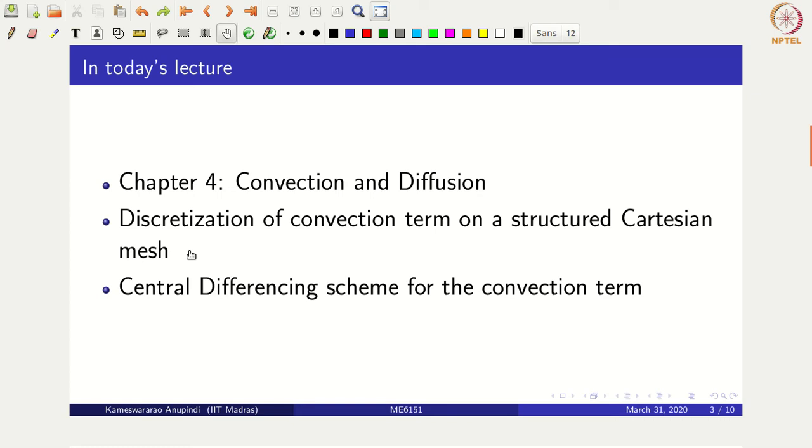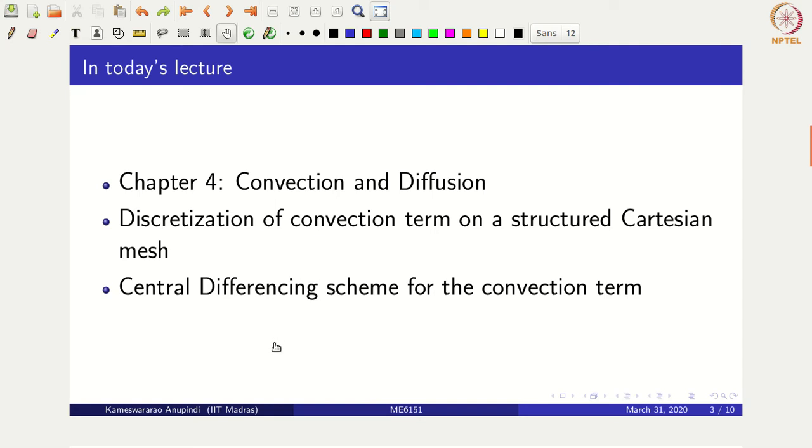Those are the steps we will take, and we will also look at a particular scheme for discretizing the convection term, that is the central differencing scheme. So these are the two things we're going to see in today's lecture. All right, let's get started.